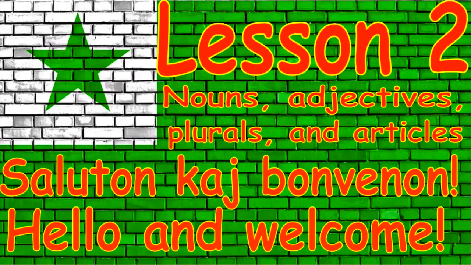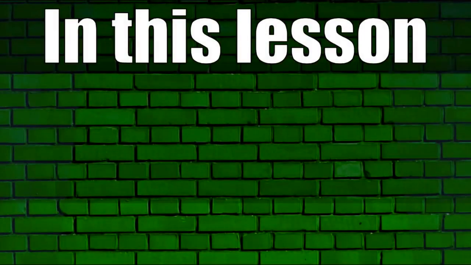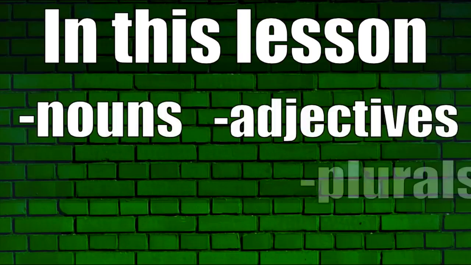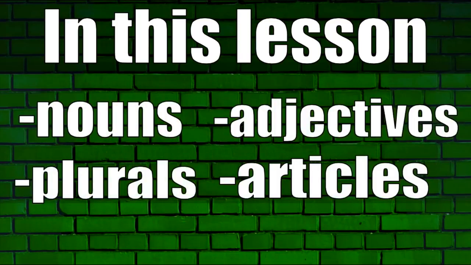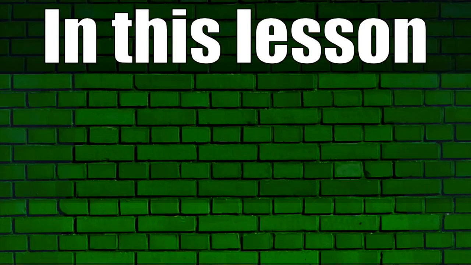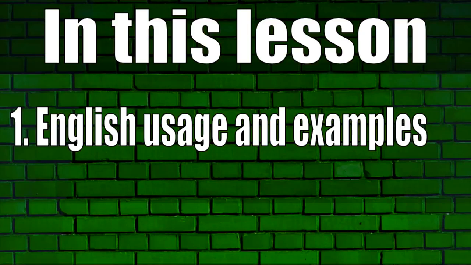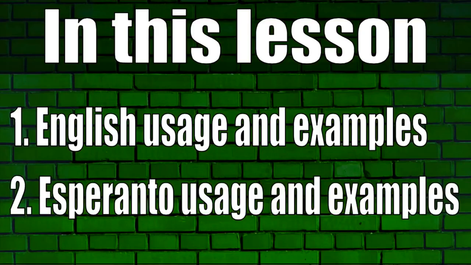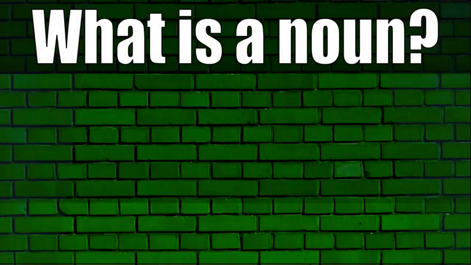This is Lesson 2: Nouns, Adjectives, Plurals, and Articles. In this lesson, I'm going to teach you about nouns, adjectives, plurals, and articles. Before teaching you each of these in Esperanto, I'm going to explain how they're used in English, and I'll give you a few examples. Then I'll teach you how it's used in Esperanto, and then give you a few Esperanto examples. Let's begin with nouns.